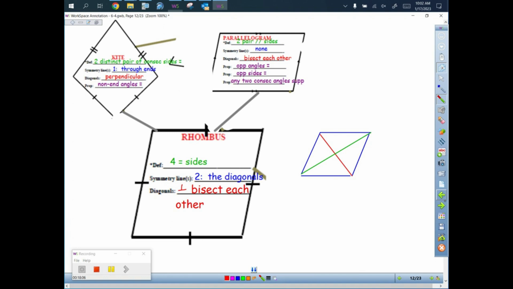You can use the symbol if you'd like. Perpendicularly bisect each other. All right, I'm going to ask you the three questions again. Here's my little rhombus drawn off to the side here. Here's a red diagonal and a green diagonal. Question one, do those intersect at 90 degrees, yes or no? Yes, they do, because those diagonals are perpendicular. Does the red one cut the green one into two equal pieces? And does the green one cut the red one into two equal pieces? What do you think, yes or no?